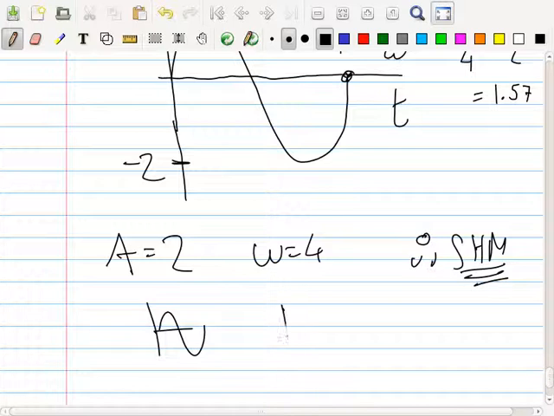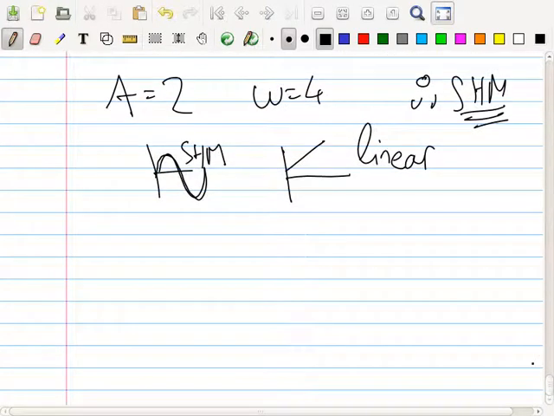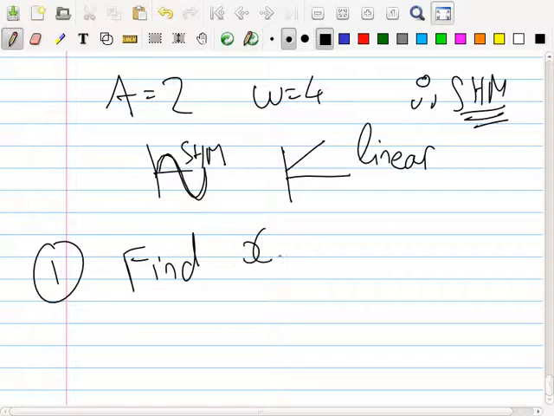If the graph is like this, what do you call this motion? You call it linear motion. And if it's like this, it's simple harmonic motion. Anyways, we won't worry about that too much. The question now: find x if t equals pi over 16.